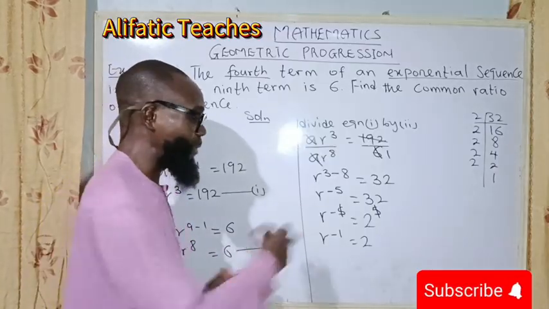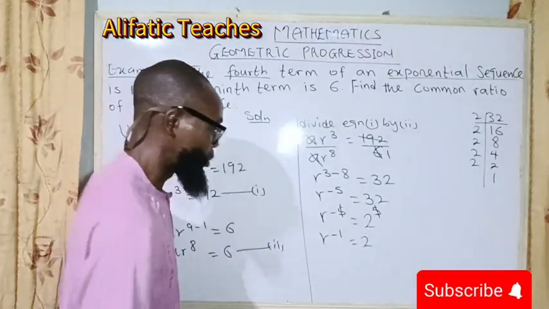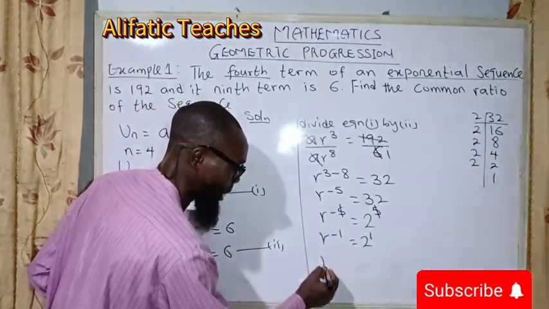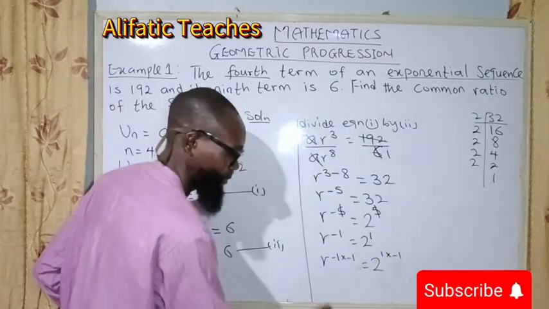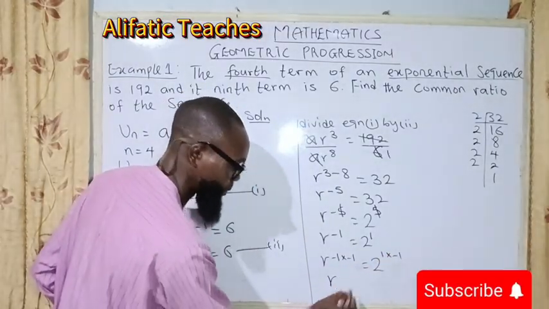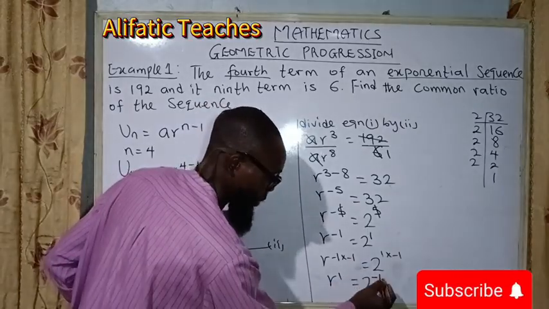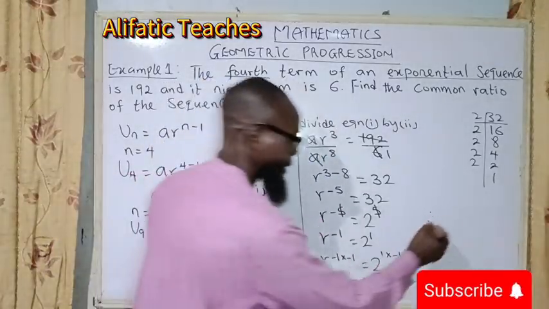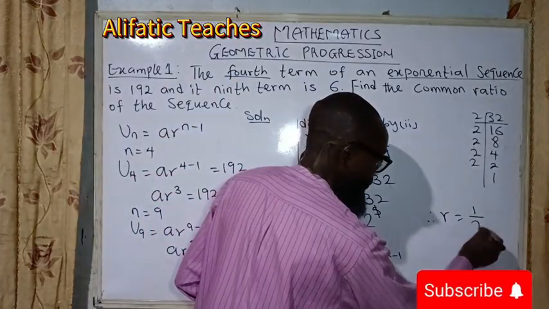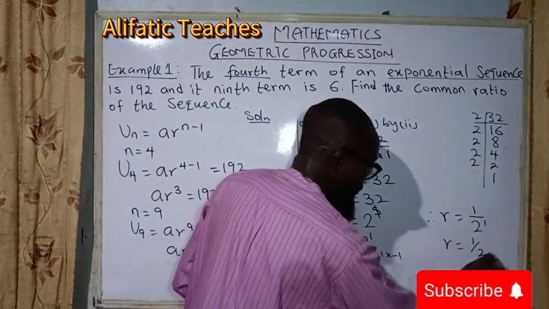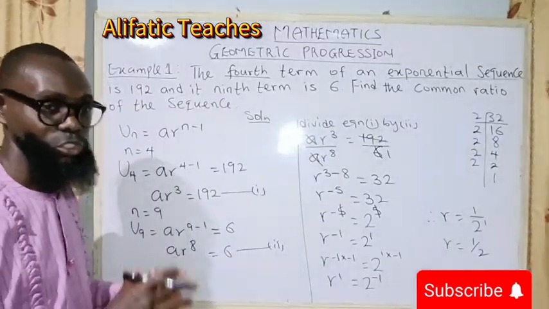I can multiply the power of both sides by minus 1 so that I can turn this one to a positive. Don't forget, this one also has power 1. Then r raised to power minus 1 multiplied by minus 1 is equal to 2 raised to power 1 times minus 1. Minus times minus is plus, r raised to power 1 times 1, 1. Then we now have 2 raised to power 1 times minus 1, minus 1. Therefore, r raised to power 1, which means r, equals, this minus here changes to 1 over 2 raised to power 1. So r equals 1 over 2. So the value of r, which is the common ratio, is equal to 1 over 2.